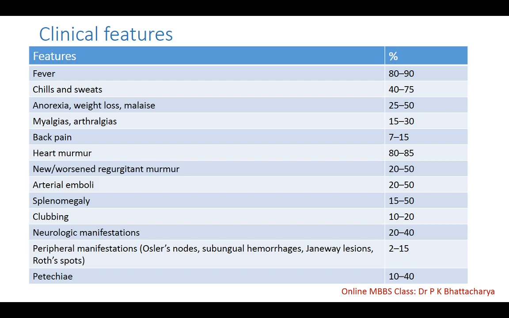So this is the usual plan of clinical presentation. So fever and heart murmurs or a changing heart murmur are quite common features. On top of that, you may find additional things depending upon whether it is an acute or a chronic, and some stigmata if it is a chronic variety or a subacute variety of infective endocarditis.